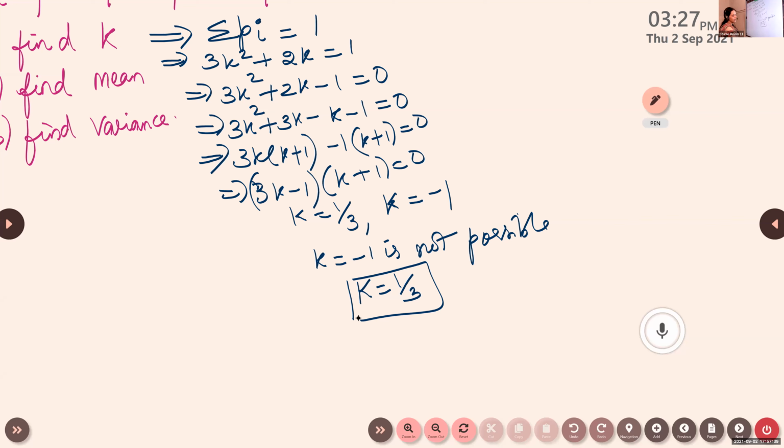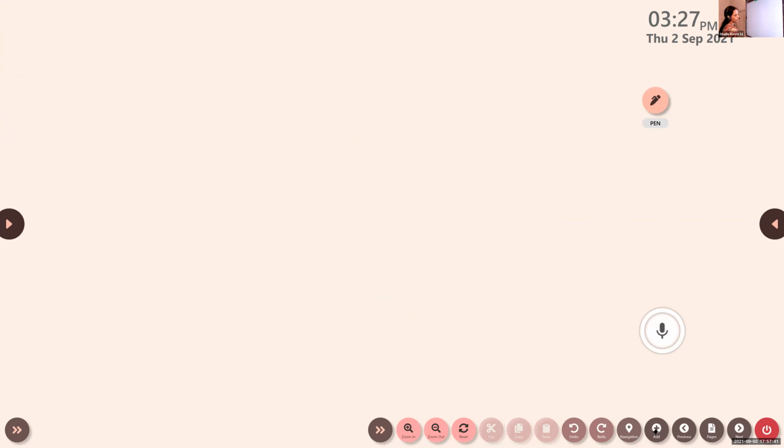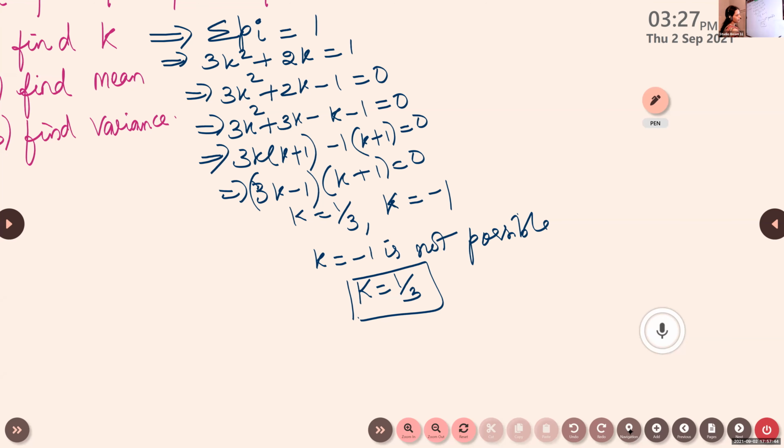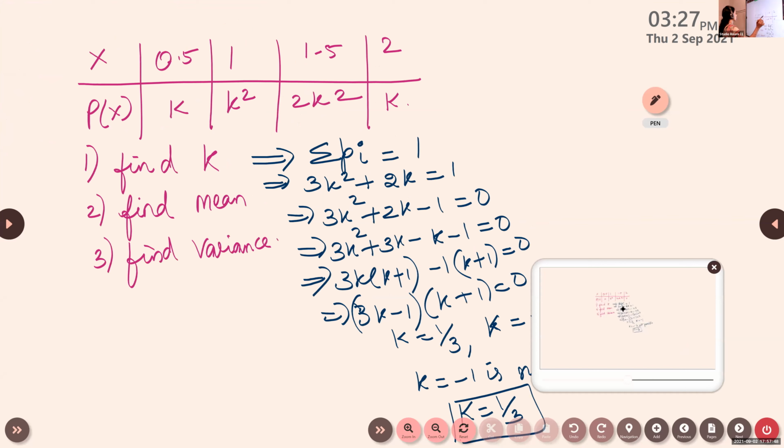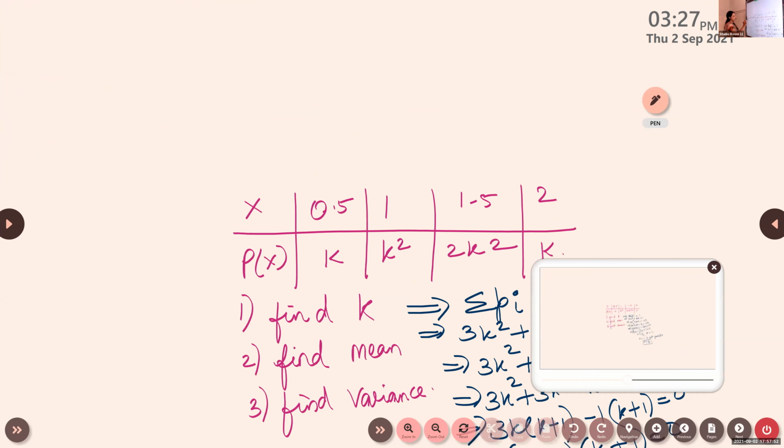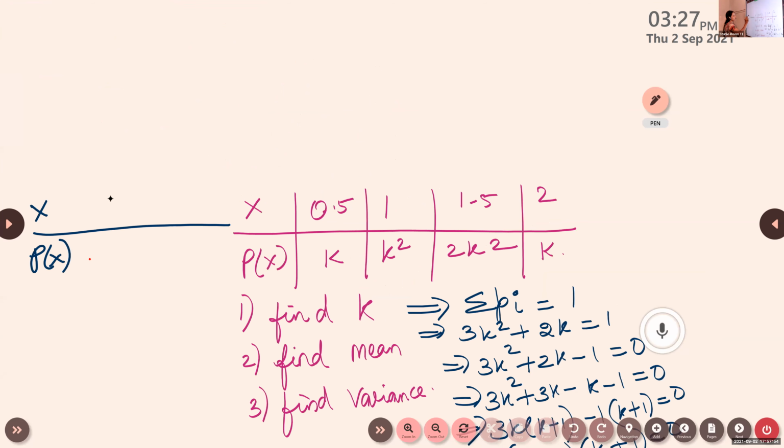Now, once we find k, look here, I'm drawing the table once again. I'm redrawing the table: X, P of X. Because if you have the table, you can find it easily. The k value is 1 by 3. Then k square becomes 1 by 9. What is 2k square? It will be 2 by 9.